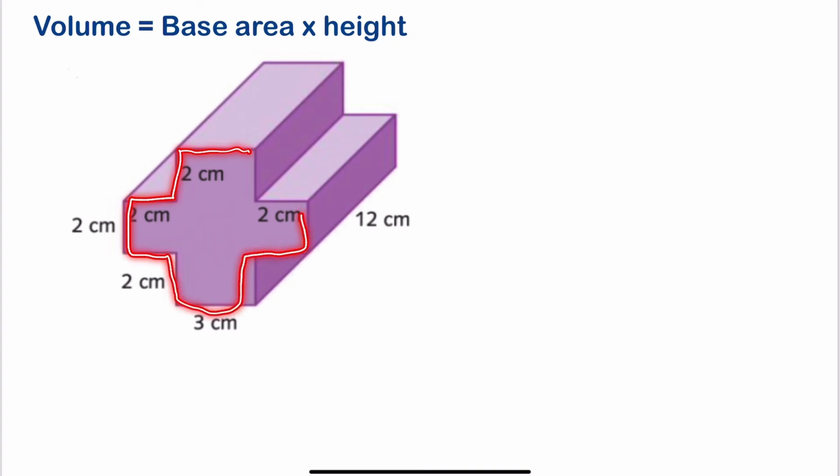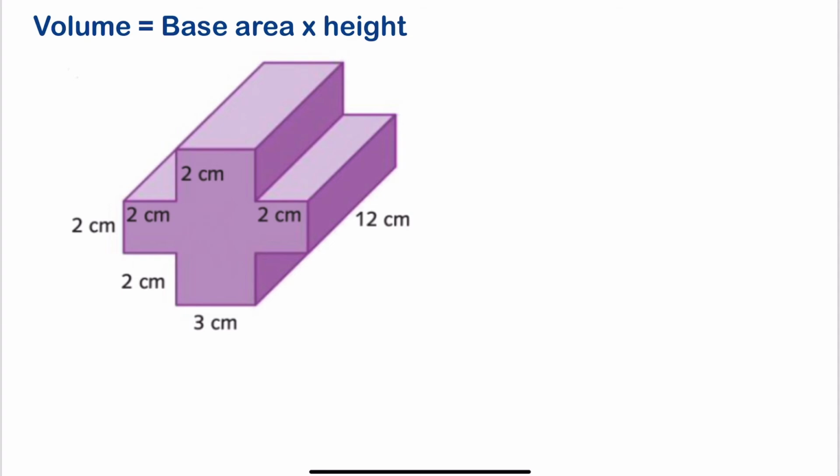So this is where we are going to calculate the base area. Then we multiply it times the height. So the height of this prism is 12. So this distance is 12. It's 12 everywhere. So this is the height. So let's start by calculating the base area.